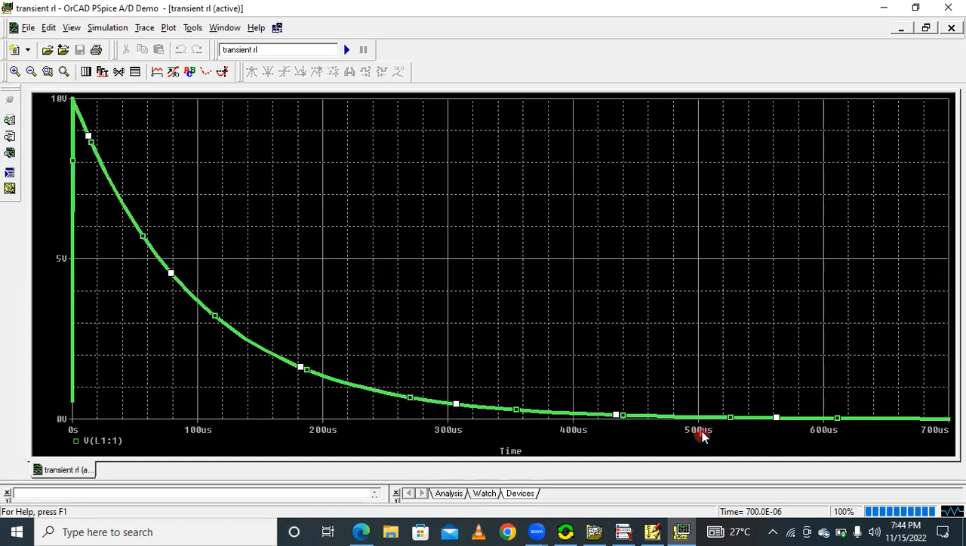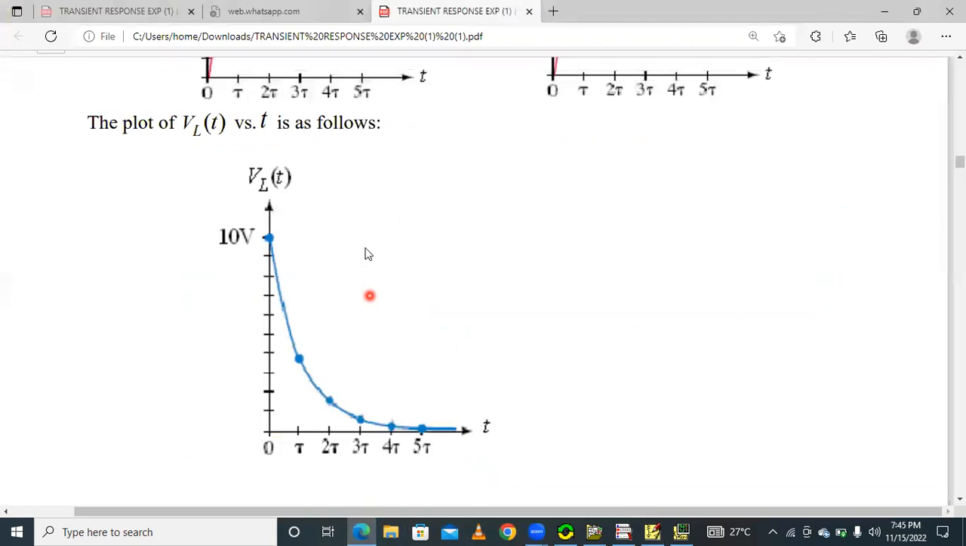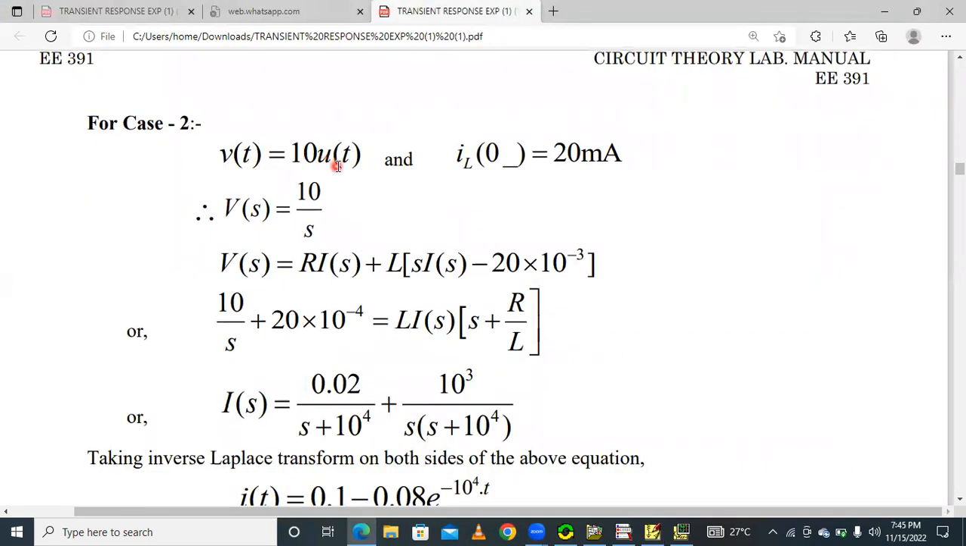It will take time up to 500 microseconds. Okay, this is for case 1. This way this experiment is executed. And the next, coming to case 2, that is V of t is equal to 10 into U of t. Here we have to concentrate on initial conditions. By taking initial conditions we have to execute this experiment.